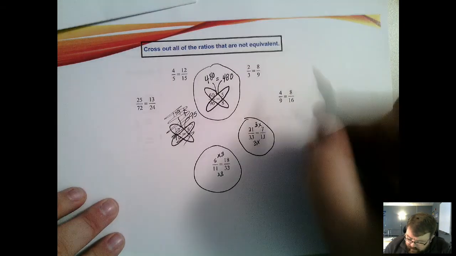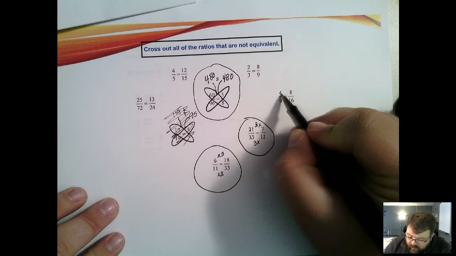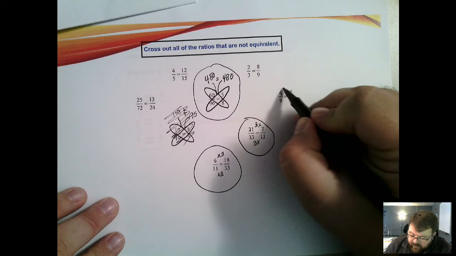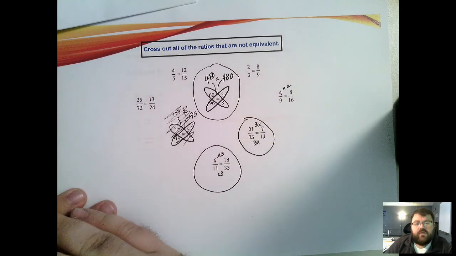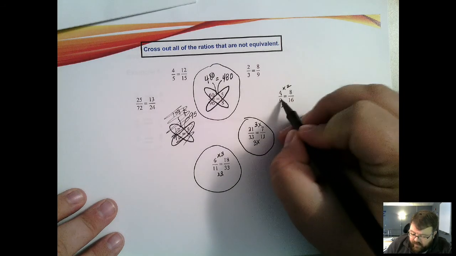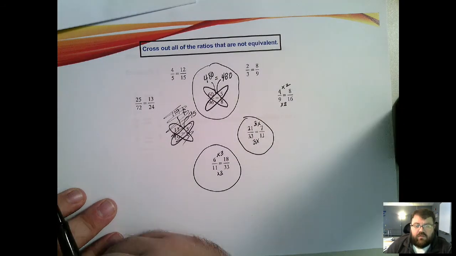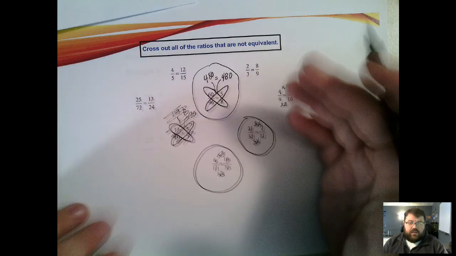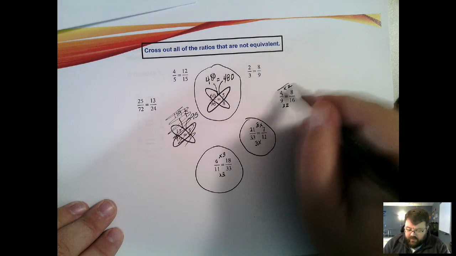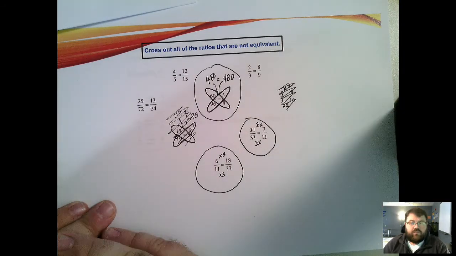The next one, 4 and 8. What do I need to do to 4 to get to 8? Well, I multiply it by 2. I come down here, multiply this by 2. Is 9 times 2 16? No. 9 times 2 is 18. Since this is not a true statement, we would say that this is not proportional.